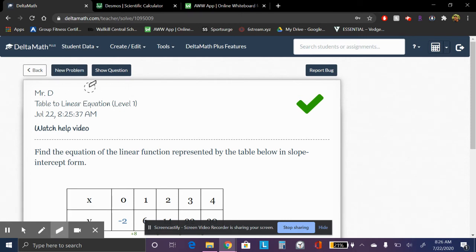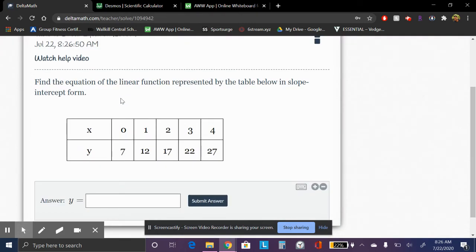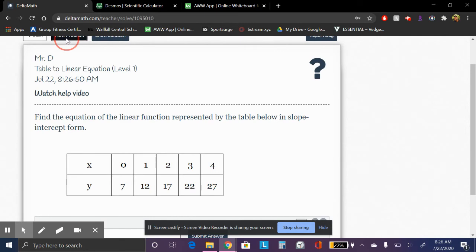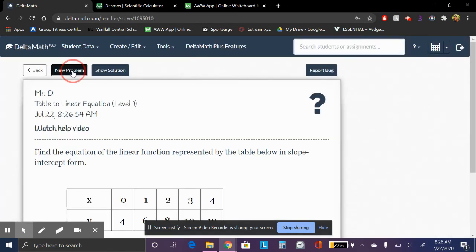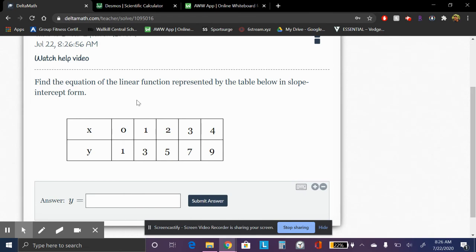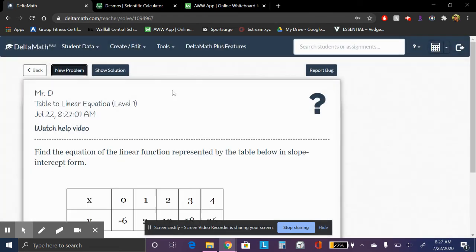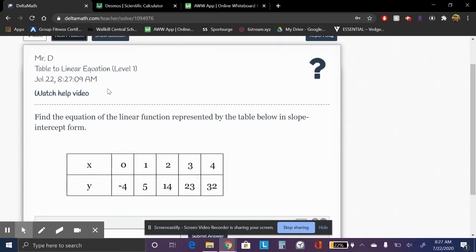Let's try to find a tricky one here. I think these are all pretty much starting at 0. The next skill, tables to linear equations level 2, they're not all going to start at 0, and so I'll have to show you what you do with that. But let's do this right here. Negative 4 to 5. You're not good with negatives. Let's just look at the next one.